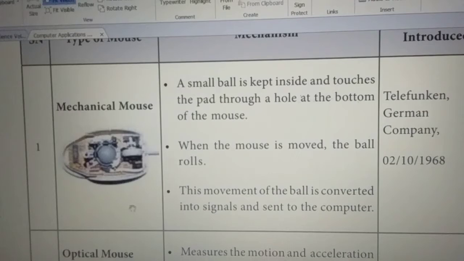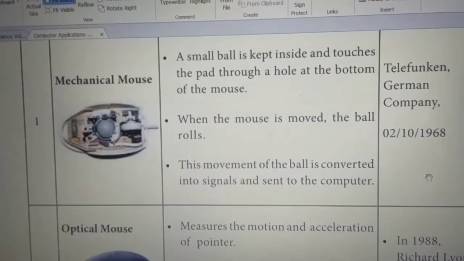Mechanical mouse: a small ball is kept inside and touches the pad through a hole at the bottom of the mouse. When the mouse is moved, the ball rolls. This movement of the ball is converted into a signal and sent to the computer. It was introduced by Telefunken, a German company, in 1968.